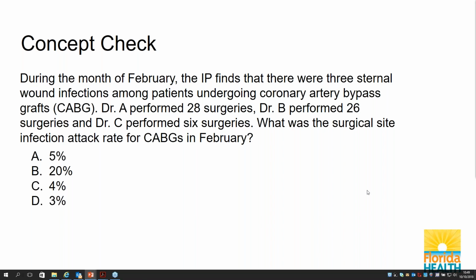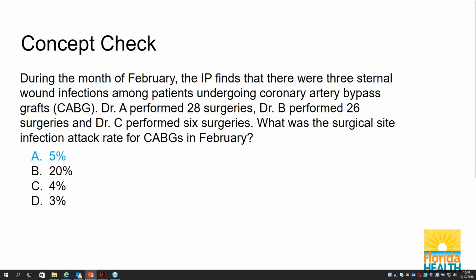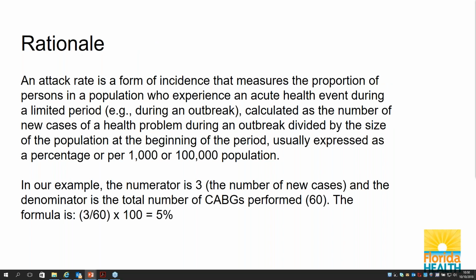Okay, so we got the majority of our responses, which are correct. 5%. Very good. Everyone got 5%. So that is wonderful. This basically goes over the definition of an attack rate once again. In our example, the numerator was 3, which was the number of new cases, the number of new surgical site infections, the sternal wound infections. So that's our numerator, 3.